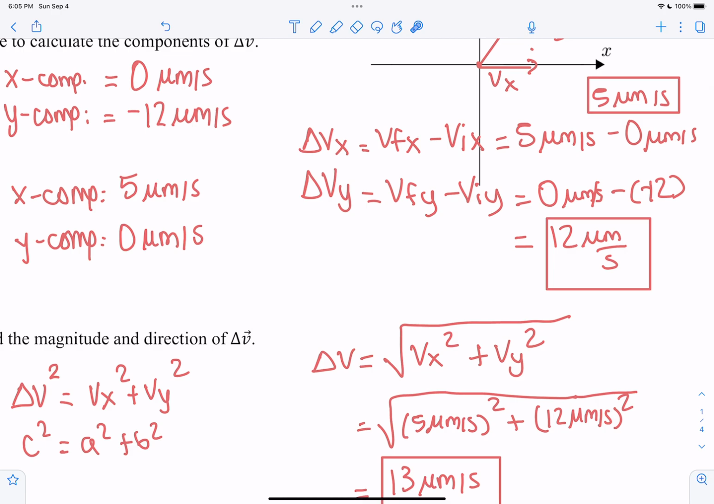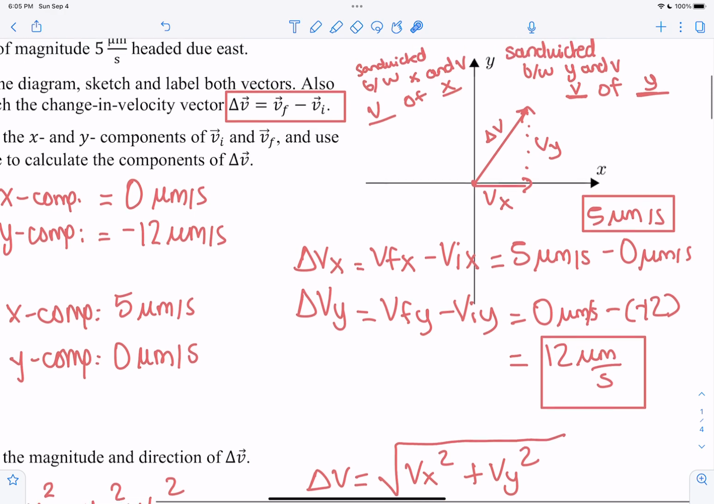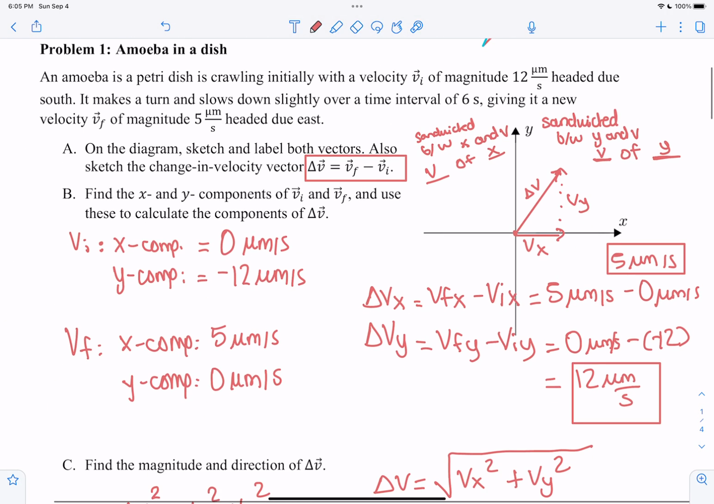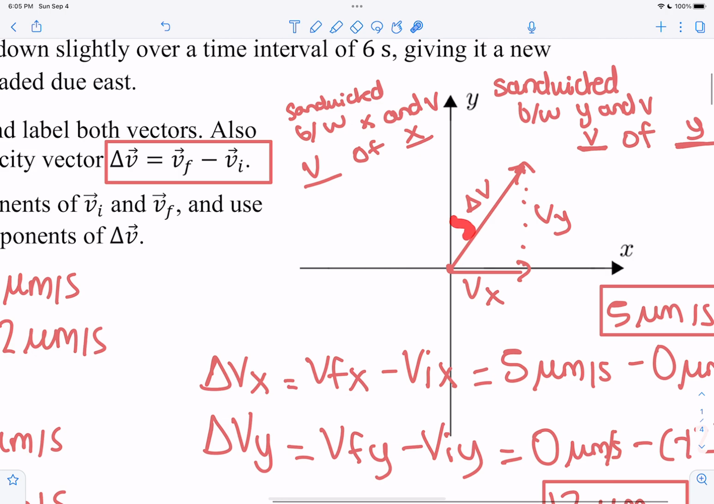So let's do east of north. Doesn't really matter which one you pick, but I will do east of north. So this is this one right here. If I want to figure out that angle right there, how can I figure that out using the trigonometric principles that I know? Think of sine, cosine, tangent. I know that Vx is 5, Vy is 12. How can I figure out this angle here?